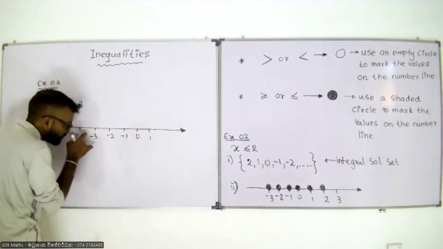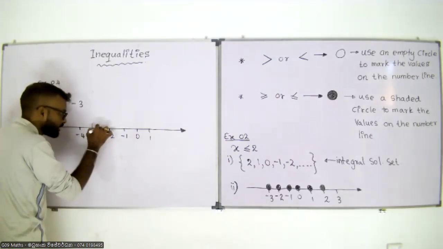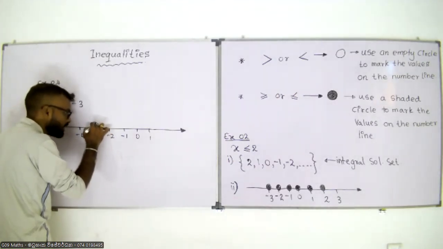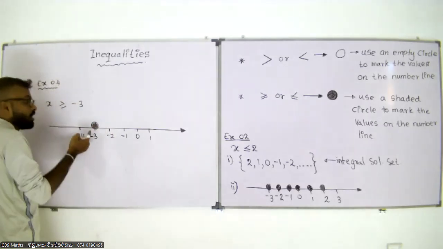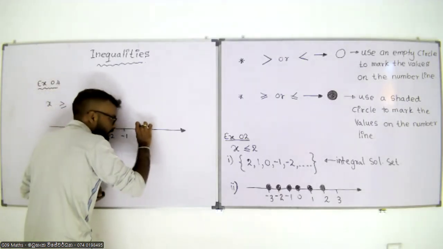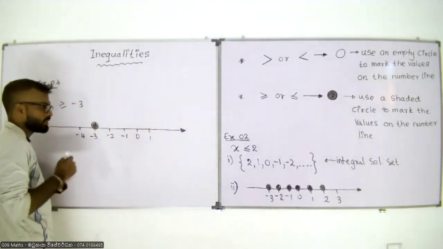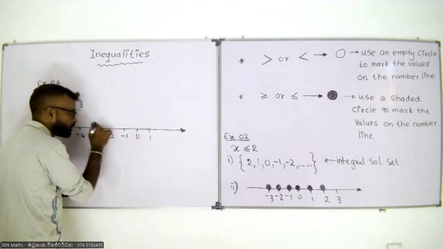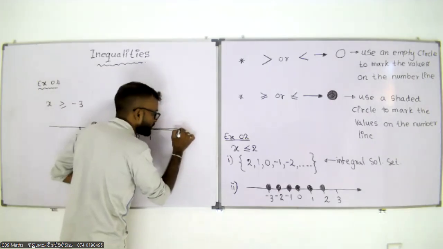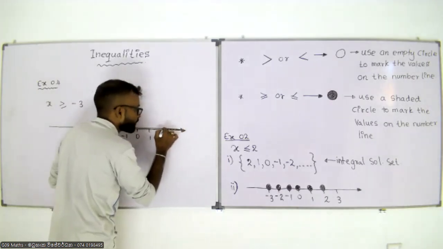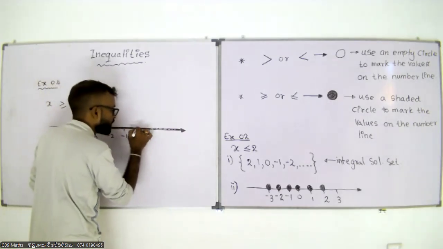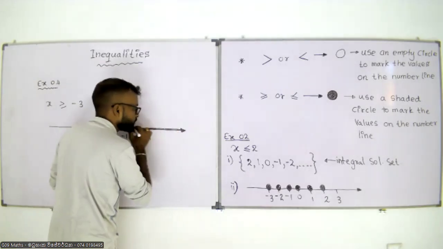Where is my -3? -3 is here. Greater than or equal, so we have to highlight this. We have to color this. From this point onward, all the possible greater values we have to highlight. So I am going to highlight the value set up to positive infinity, like this. If you have this answer, your answer is correct.